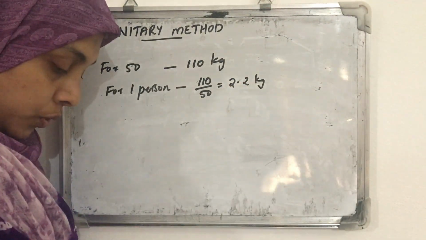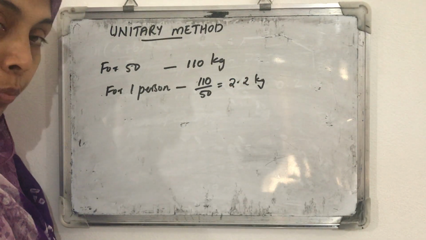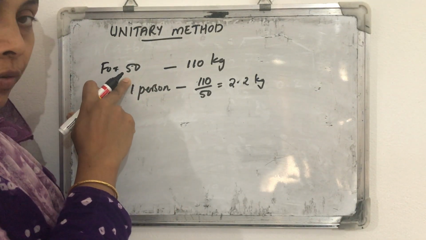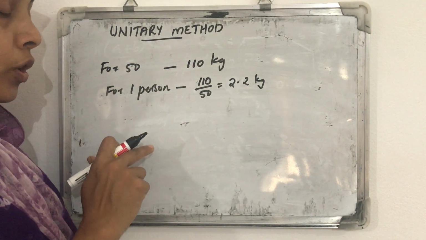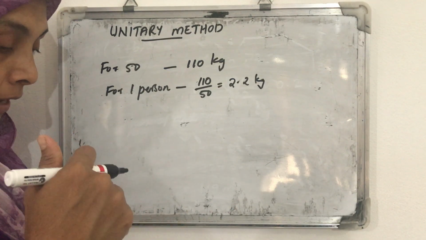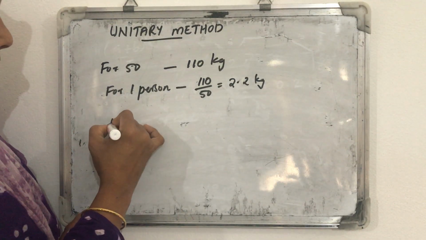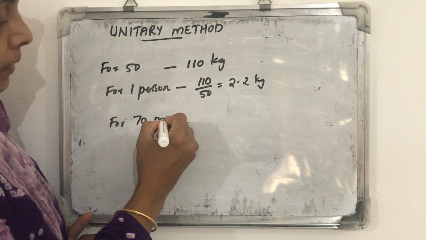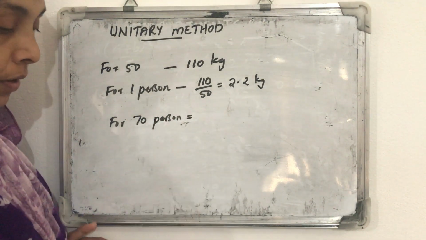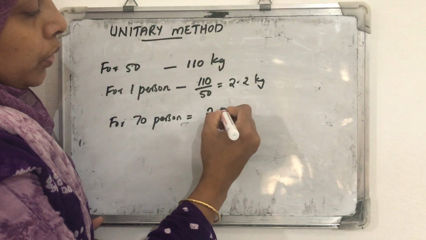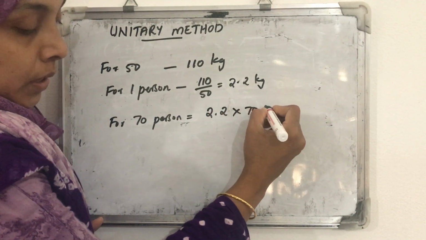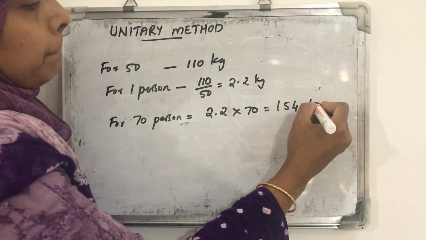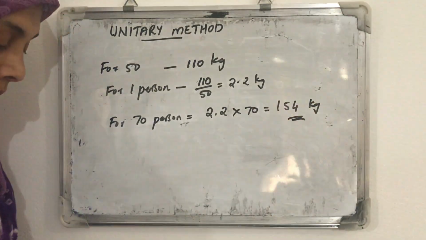Now the question is, if 20 more people join this group, now the people is 50, the number of people will become 70. So for 70 people, the rice needed will be equal to 2.2 into 70, that's equal to 154 kilogram. Okay. Next question.